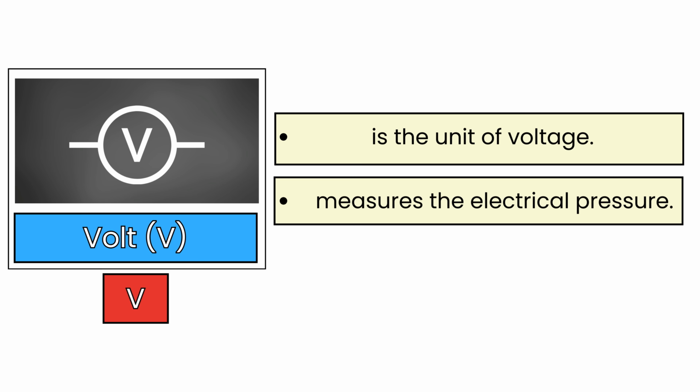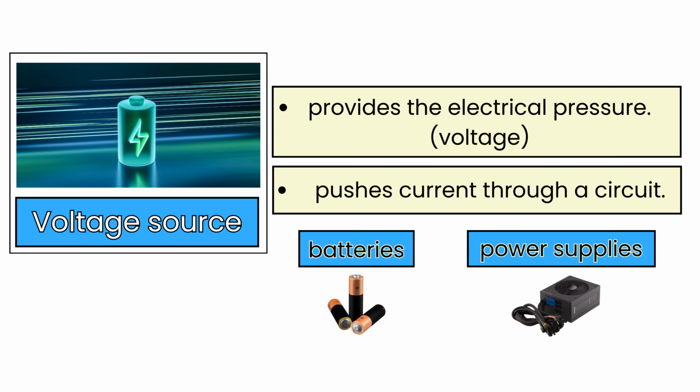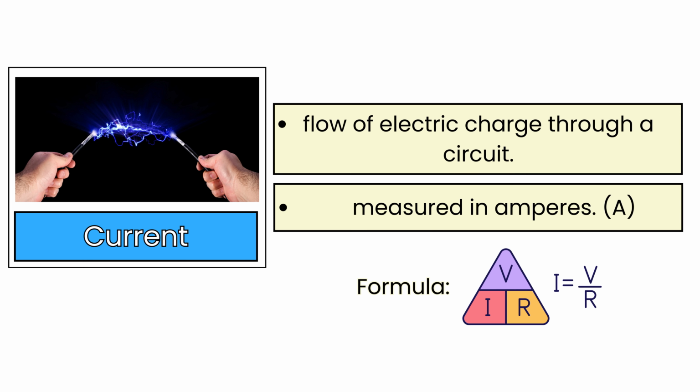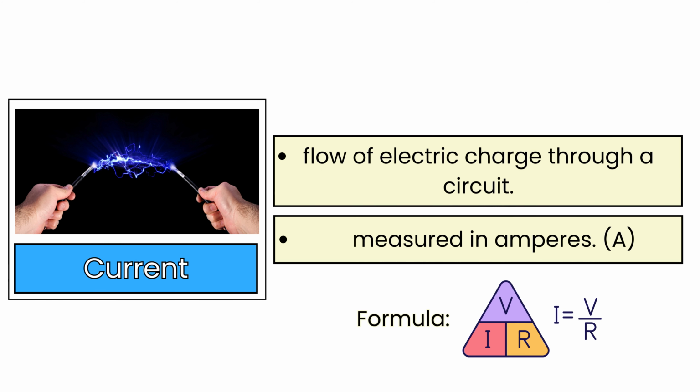A volt, V, is the unit of voltage. It measures the electrical pressure needed to push 1 coulomb of charge through a circuit. A voltage source provides the electrical pressure, voltage, needed to push current through a circuit. Examples include batteries and power supplies. Current is the flow of electric charge through a circuit. Measured in amperes, A, it's like the flow of water through a pipe. More current means more charge is moving.